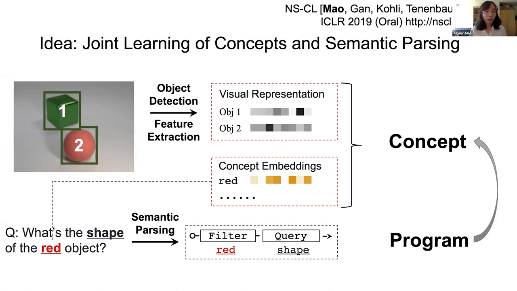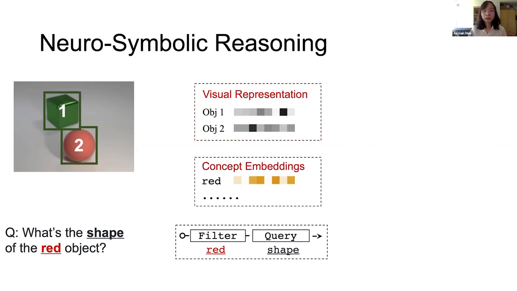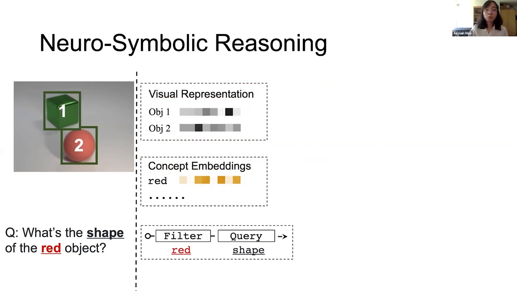Let's focus on how we can learn visual concepts based on the programs that we have already recovered from the natural language. Here we first assume that a latent program has already been recovered by our semantic parsing module. So the perception module learns visual concepts based on the language description.